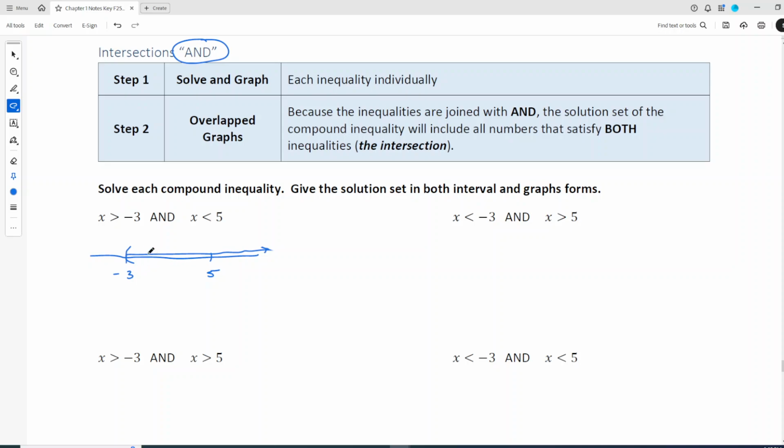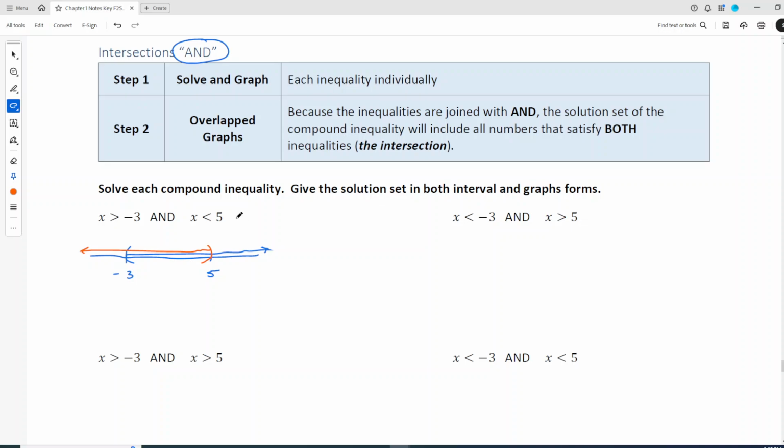Then I'm going to graph all the values that are less than 5. So I'm just going to use a different color. If you don't have one, that's okay. I'm going to put a round bracket opening to the left at 5, and then I'm going to draw an arrow to the left because left is less. So that's step number 1: solve and graph each inequality.